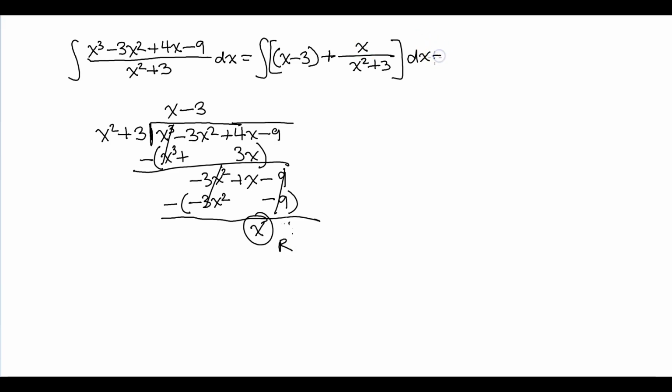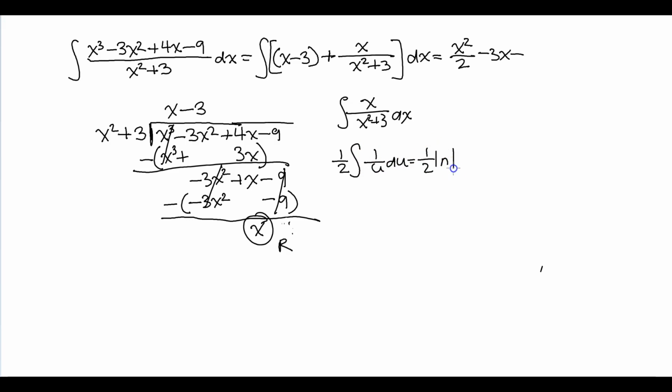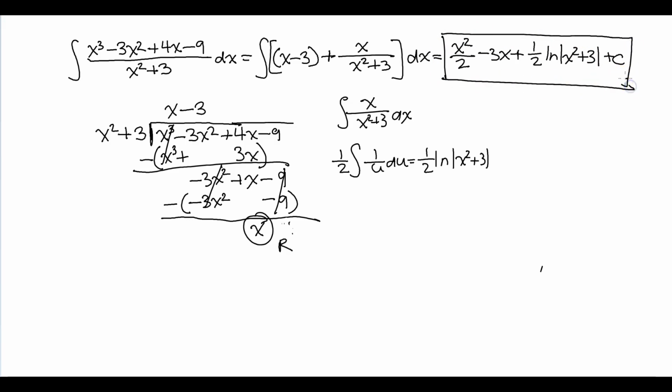And now it looks a lot easier to integrate. Okay, so you have x squared over 2 minus 3x plus, well, how do you integrate this? You can simply introduce a 2 and get 1 over u du. You get 1/2 ln of x squared plus 3, so you have plus 1/2 ln of x squared plus 3 plus c. And we are done.